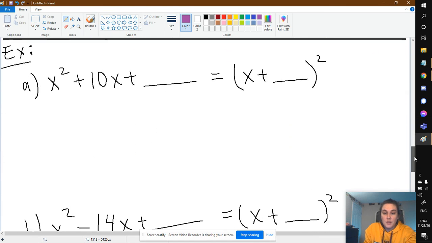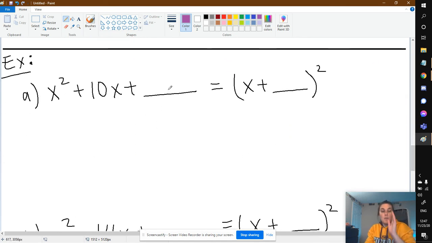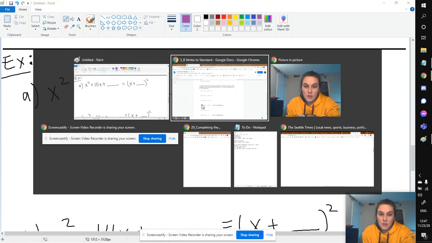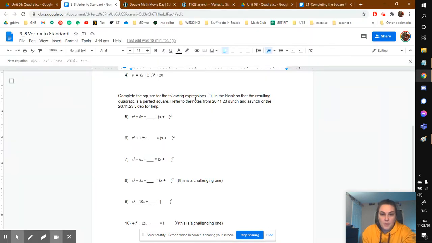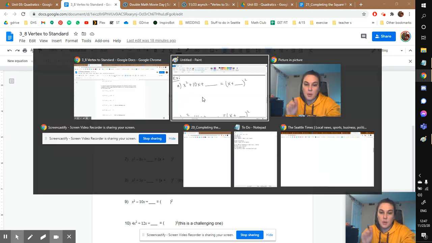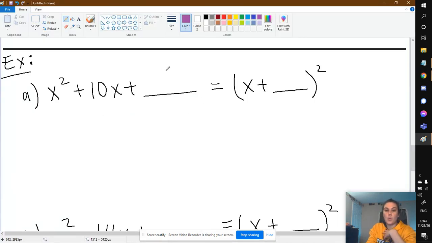So let's do some practice like you'll see on your assignment. Let's read the instructions. Complete the square for the following expressions. Fill in the blank so that the resulting quadratic is a perfect square, right? So we want to say what goes here that makes this perfect.